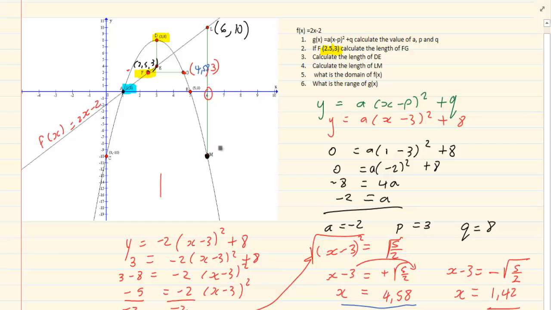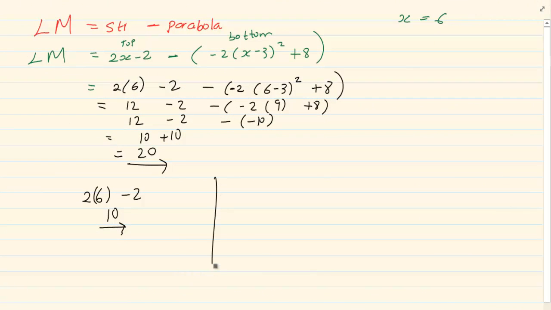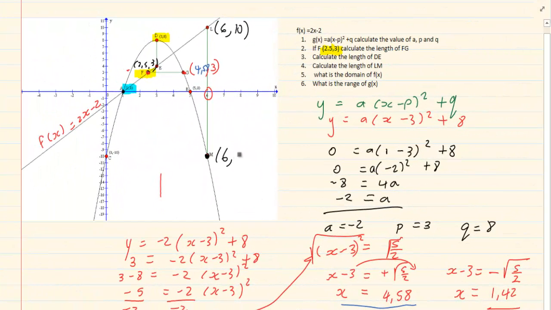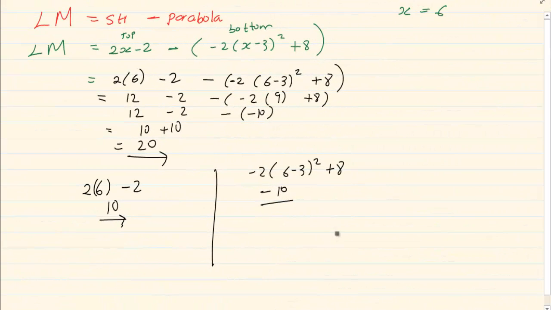Then I go to M. I know that the x is 6. How do I get y? I'm using the equation minus 2, 6 minus 3 all squared plus 8, which will give me minus 10. So here I have the coordinate 6 and minus 10. Then you would say top minus bottom, which will give me 10 minus minus 10, which is equal to 20.